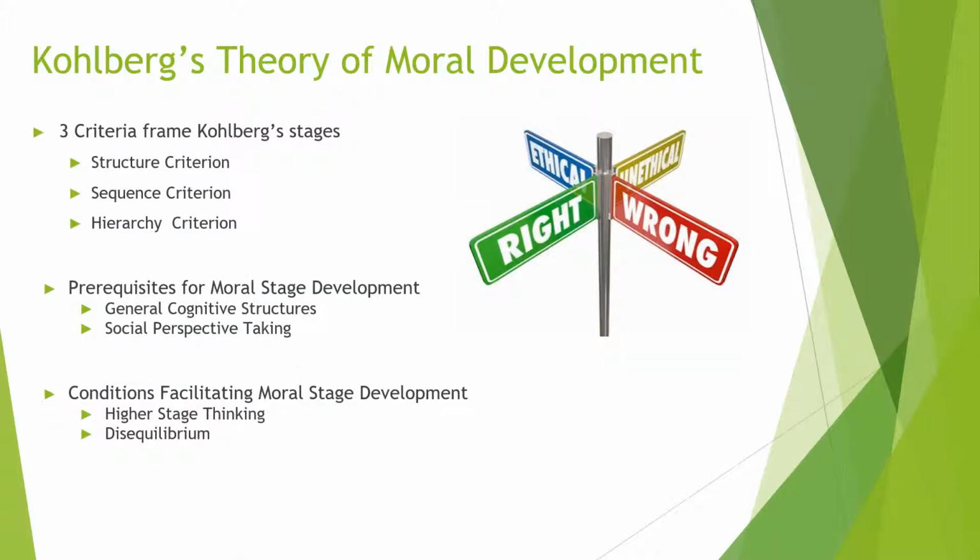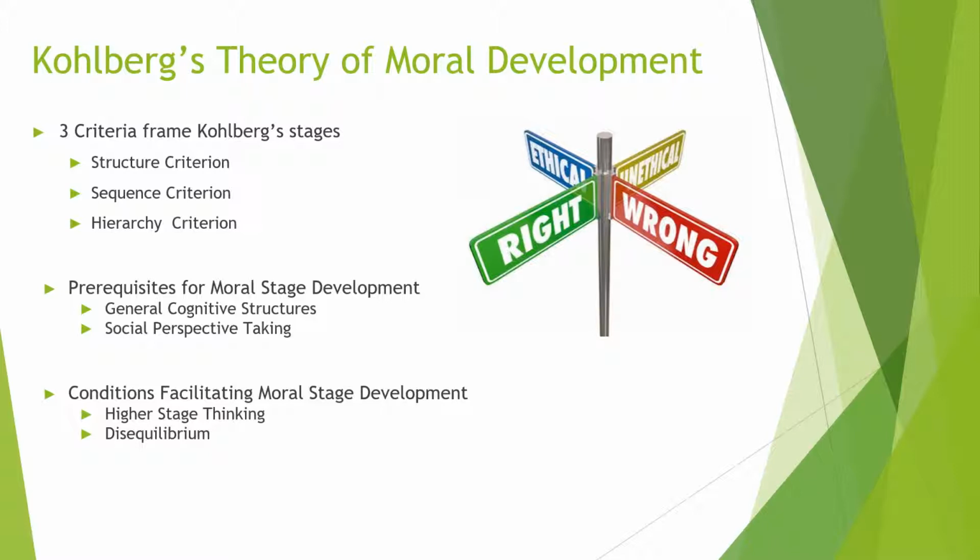So it's important to remember that Kohlberg's theory is a hard stage model, which means that these stages are inflexible and individuals work through the stages in a specific order, and that does not change. But before we can talk about these stages, we need to look at the criteria that frame the stages, the prerequisites for moral development, and conditions for facilitating moral stage development.